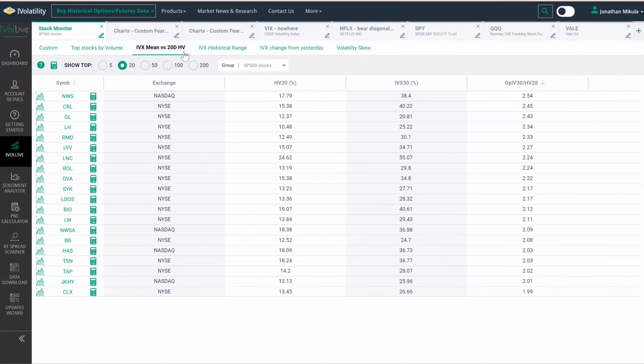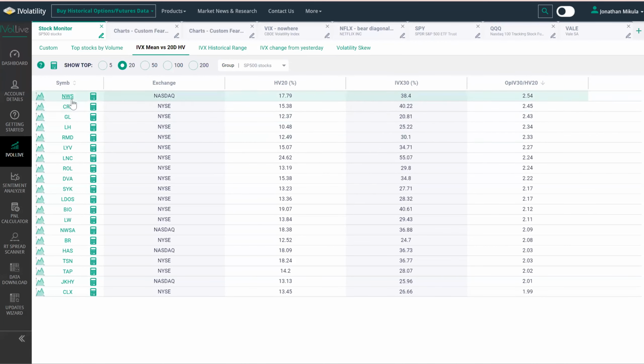Implied volatility mean versus 20-day historical volatility. This is another place I get some really good trading ideas because what this is looking at is future, IVX looking into the future 30 days out versus the past, which is 20-day historical volatility. And then I can run this against whichever group. In this case, it's the S&P. I like to come over here to this column and I look for anything above 2, because that tells me that IVX is 2 times higher than implied volatility.